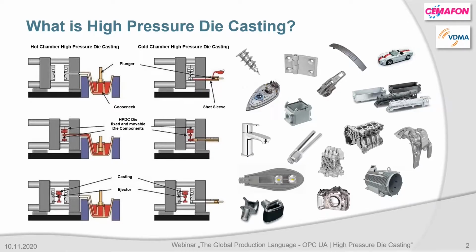As you can see, there are different applications: automotive, consumer goods like toys, kitchen appliances or the furniture industry, and as well consumer goods, for example, like electronics and bath, or consumer electronics, as you can see there. So basically, you can say everybody on the planet somehow owns a part or a component with a high pressure die casting part inside of it.